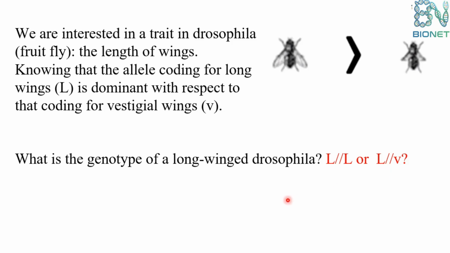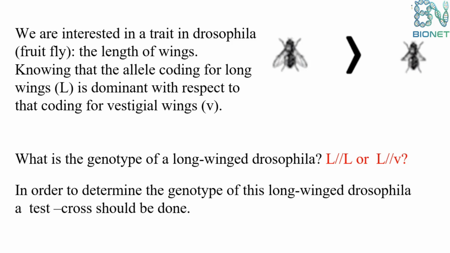So when we are talking about a dominant phenotype, to know its genotype, we should make a test, because the dominant phenotype has two genotypes, homozygous and heterozygous. So we are going to make a test cross in order to determine the genotype of a long-winged Drosophila. What is a test cross and what is its aim?